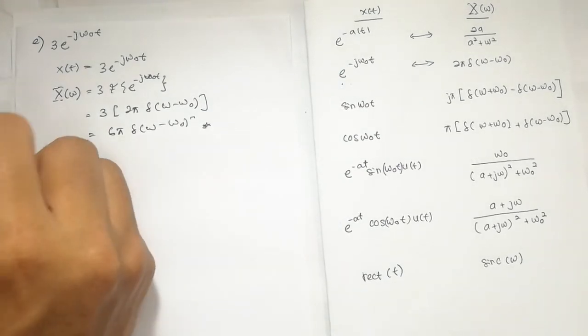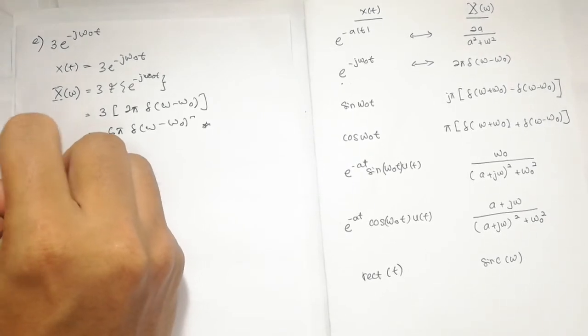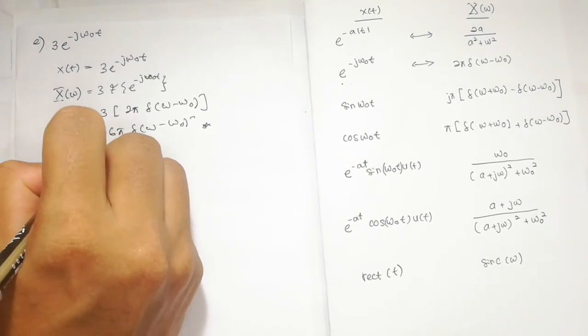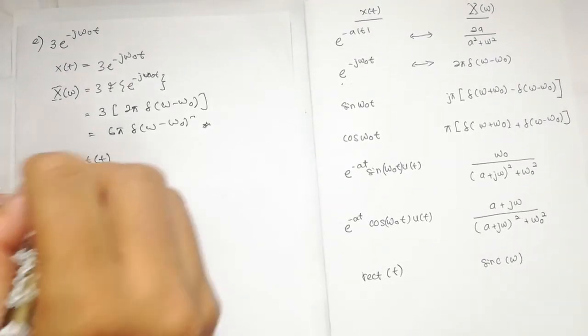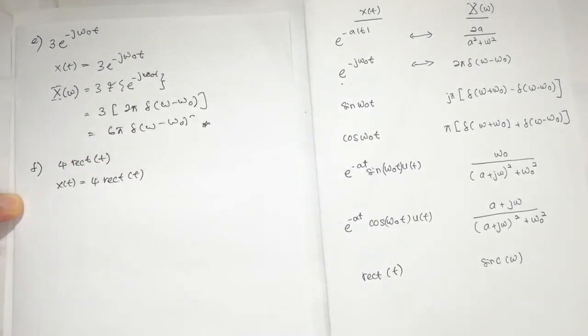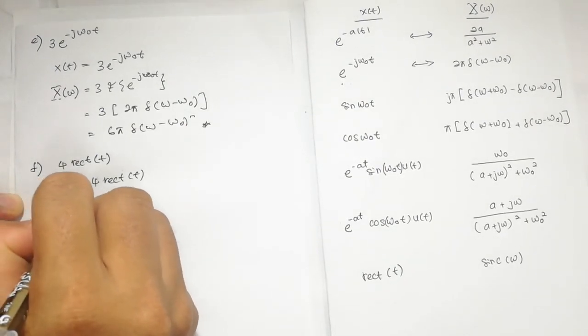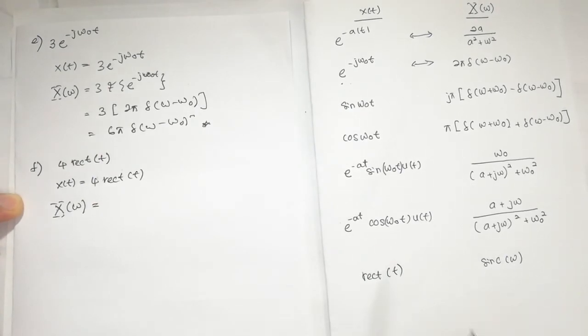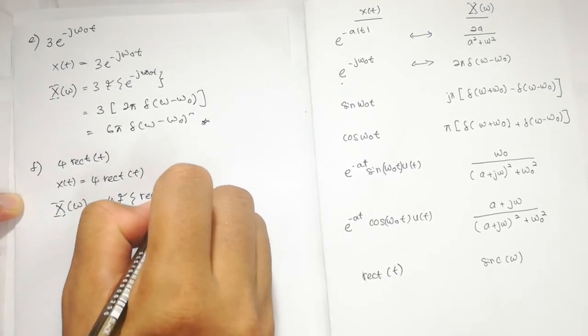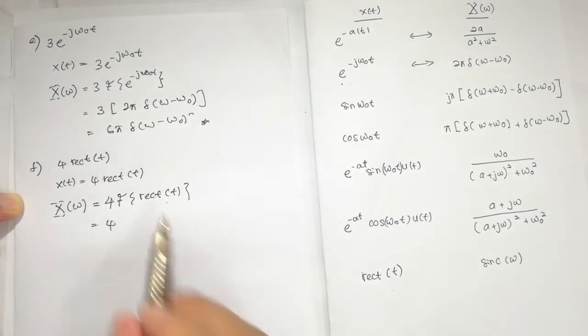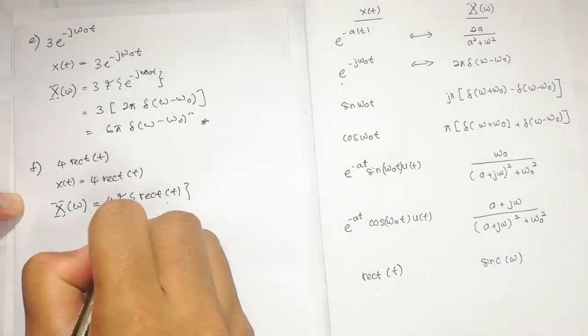The next question: for example, 4 rect(t). What will be the Fourier transform for this signal? We can represent x(t) as 4 rect(t), and the Fourier transform for x(t) will be X(omega). If we refer to the Fourier transform pair, our signal is rect(t), so we need to use this pair. So you have 4, and then we want to find the Fourier transform for rect(t). This will give us 4 times the Fourier transform of rect(t), which will be equal to sin omega.